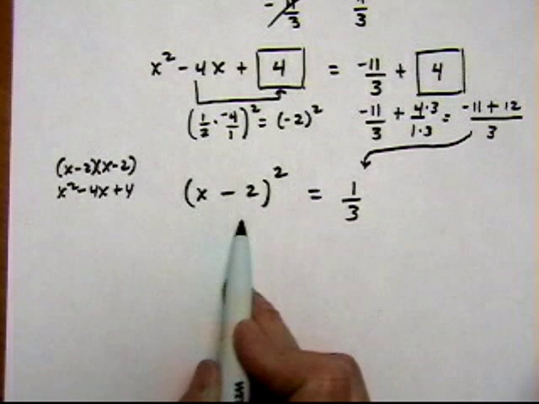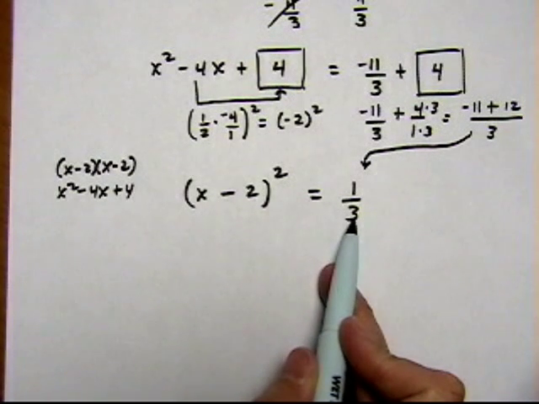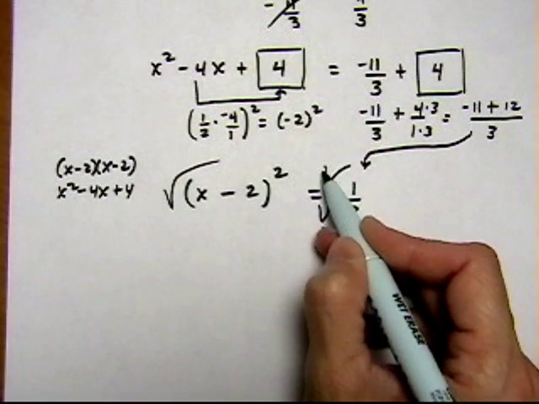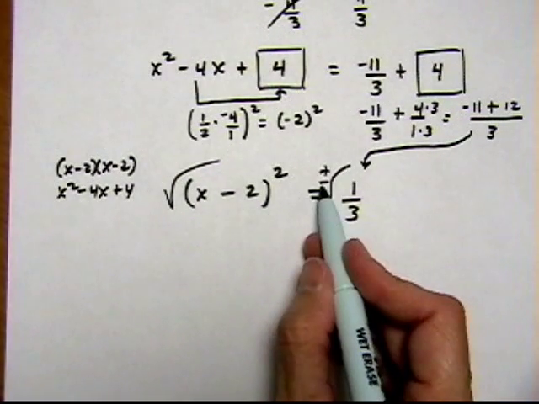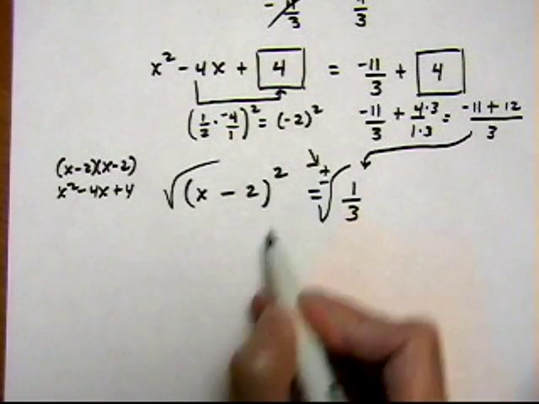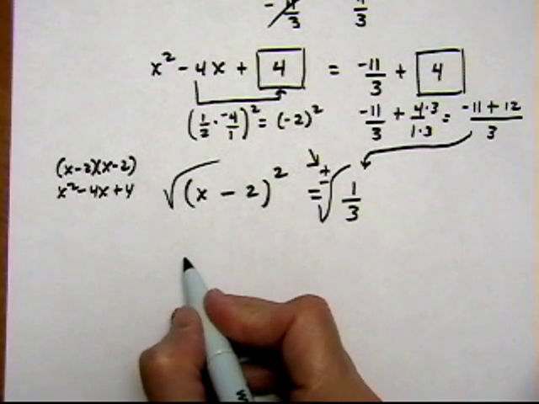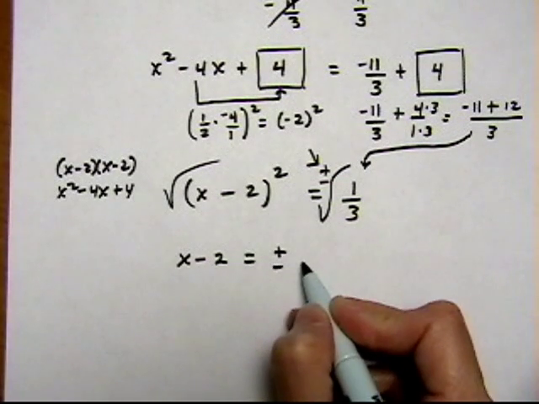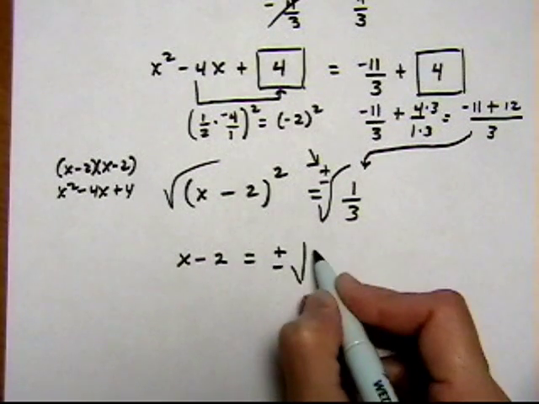Now we have a quantity squared equal to a number. So that means square rooting both sides, putting in the plus or minus option. Really important not to forget that. That means we have x minus 2 is equal to plus or minus the square root of the right side of the equation.